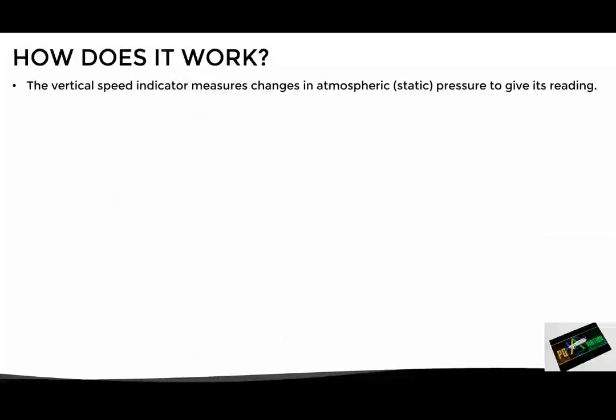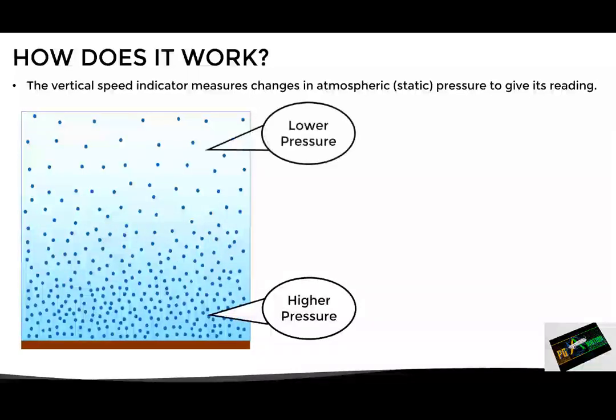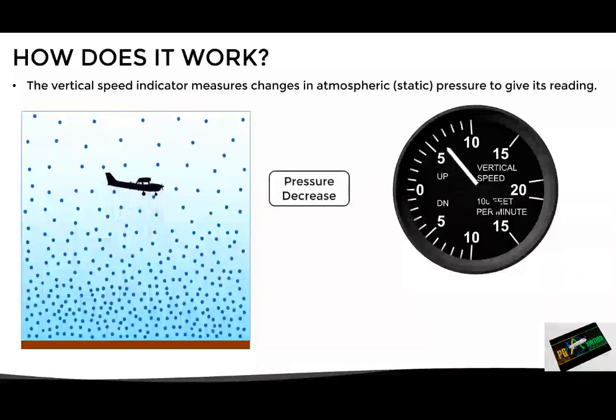The vertical speed indicator measures changes in atmospheric or static pressure to give its reading. It takes advantage of the fact that the static pressure decreases with altitude. So at lower altitudes there is a higher pressure, while at higher altitudes there is a lower pressure. With this in mind, we could say that if there are no static pressure changes, it means that the aircraft is in level flight, and therefore the VSI will indicate 0 feet per minute. On the other hand, if the aircraft starts climbing, the pressure will gradually reduce, and therefore the instrument will interpret it as an altitude increase.